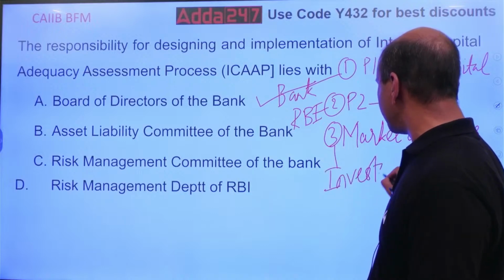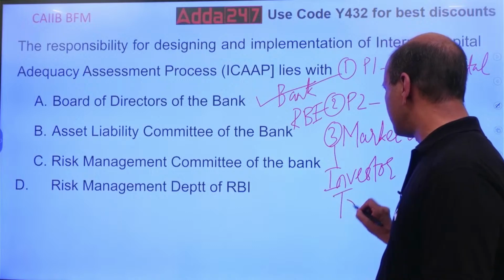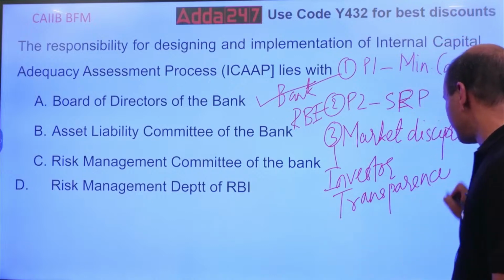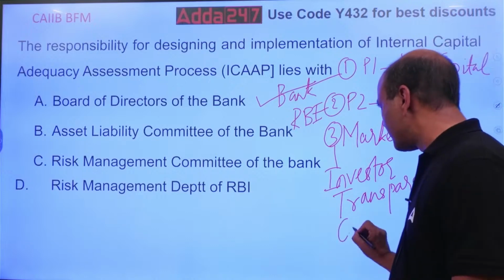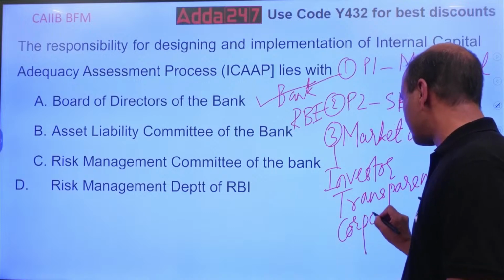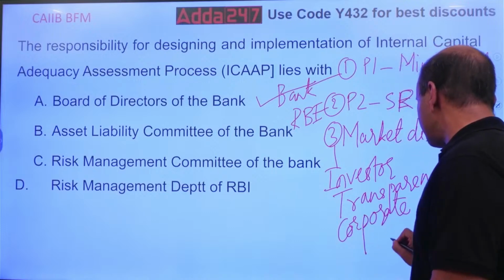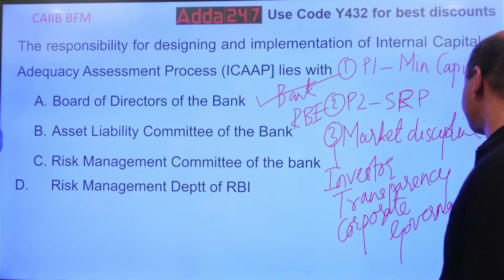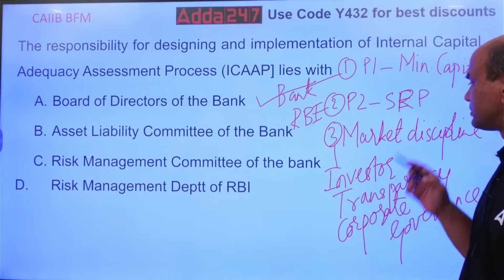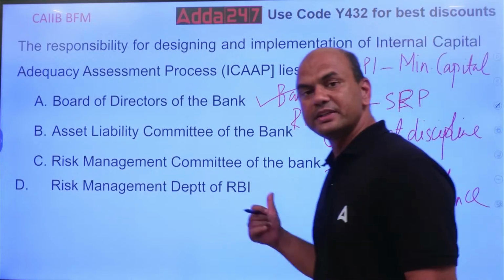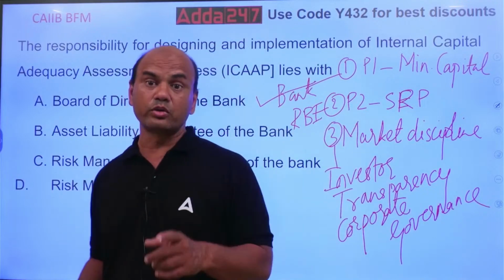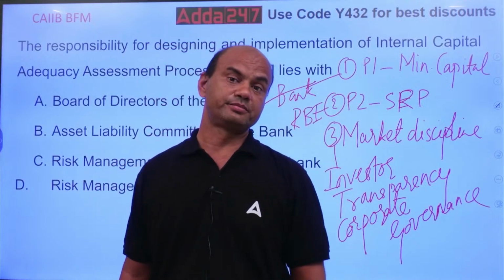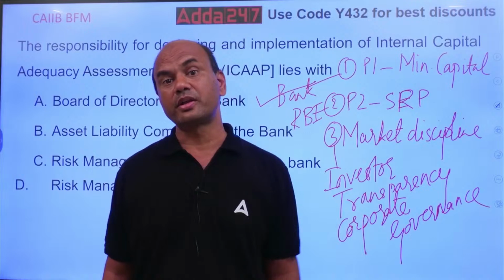Now this means transparency, or the other word for this is corporate governance. Very important words these are. Corporate governance. These are the important words in banking nowadays. Transparency, corporate governance, market discipline means that every investor has a right to know whatever is happening in pillar 1 and pillar 2. Every investor has a right to know. That's why this pillar 3 has been brought in.